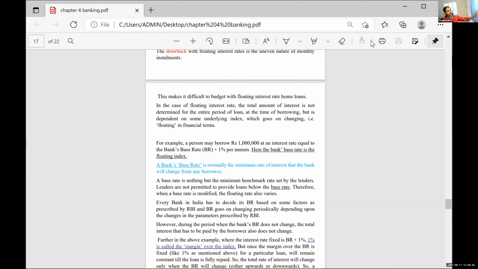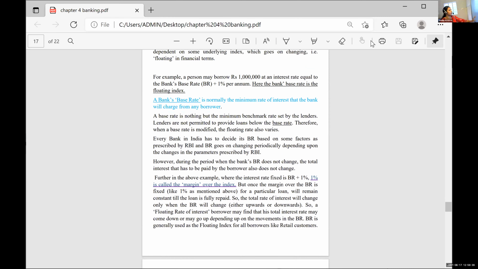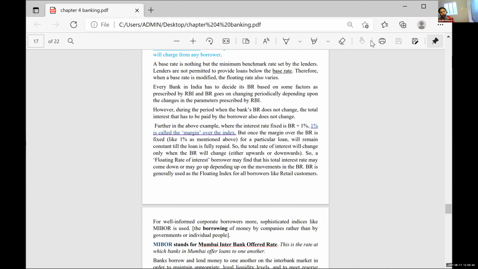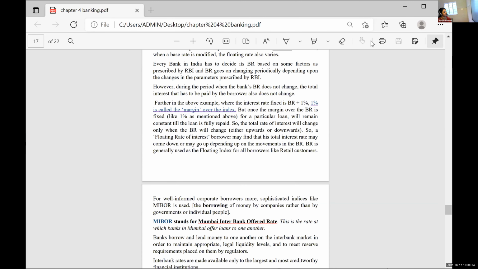And there is another rate of interest called MIBOR. That is the interest rate offered by the bank to the corporate borrowers. The borrowing of money by companies, large companies, they are corporate borrowers. So what is the full form of MIBOR?